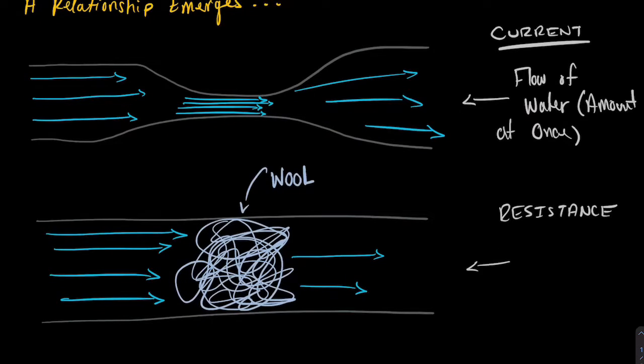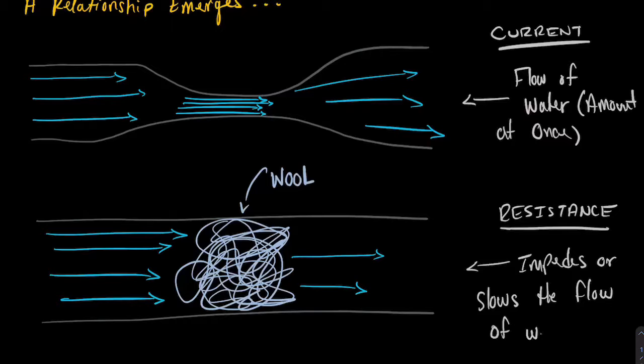So in the same way, we can think of that as putting like a big ball of wool inside a pipe with a lot of flowing water. And what we see is that on our left-hand side of the wool, where the water is flowing normally, we have a pretty good flow of water. But on the right-hand side, when it's hitting that wool, we have less water coming out of here, right? We have half as much water coming out of here. So we can think of resistance as something which impedes or slows the flow of water or electricity.